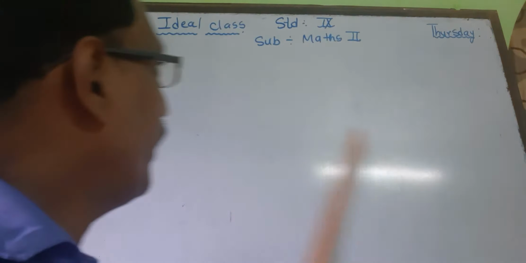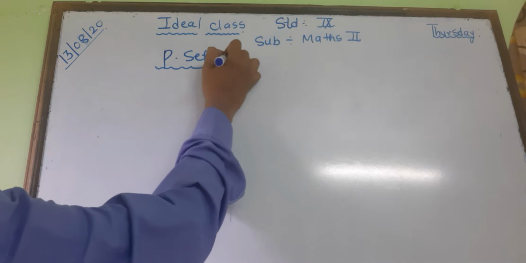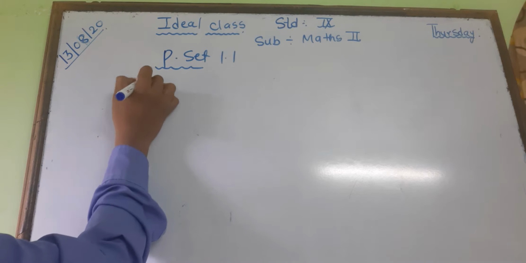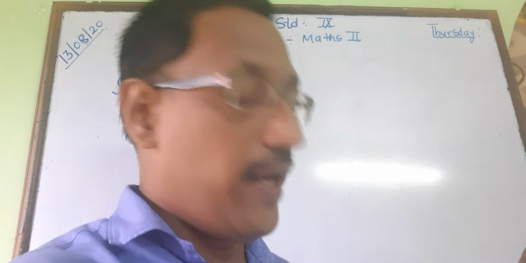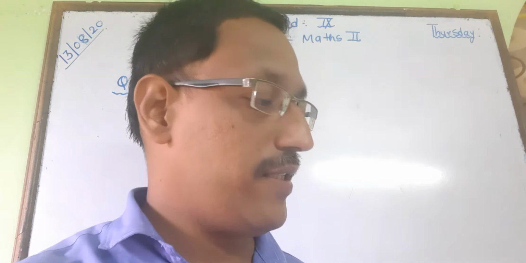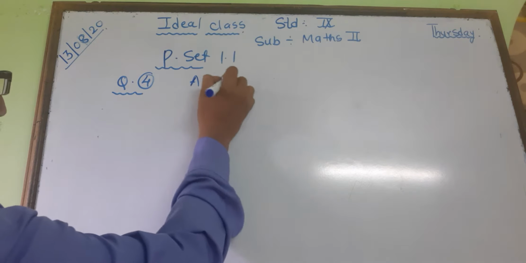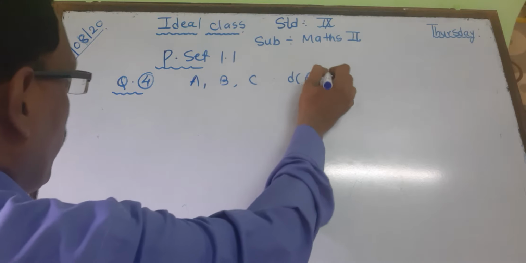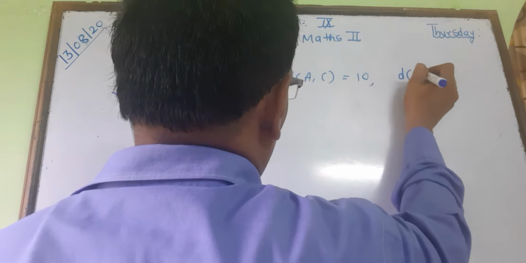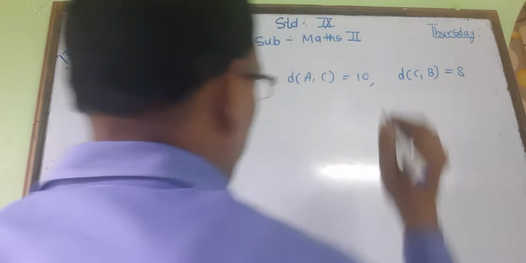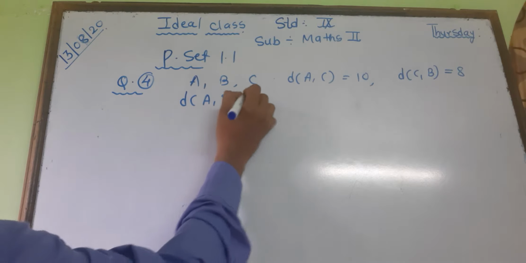Okay. So we are in practice set 1.1, question number 4. Students, what is given is a number line with points A, B, C such that the distance between A and C is equal to 10. So we have 3 points A, B, and C. Distance between A and C is equal to 10. Distance between C and B is equal to 8. And we have to find out the distance between A and B.